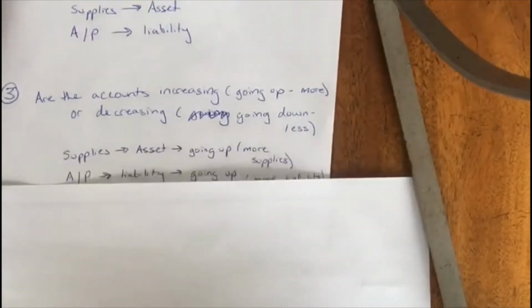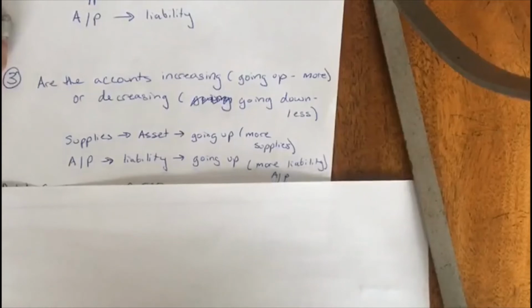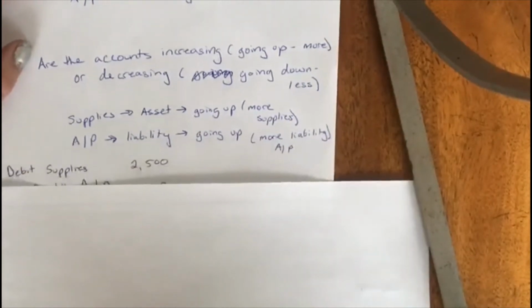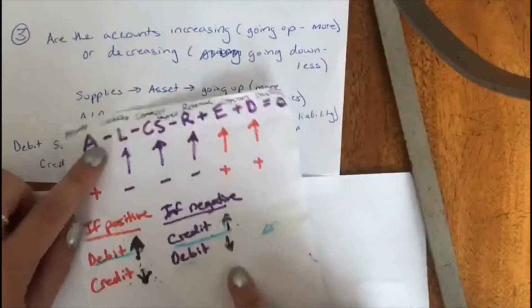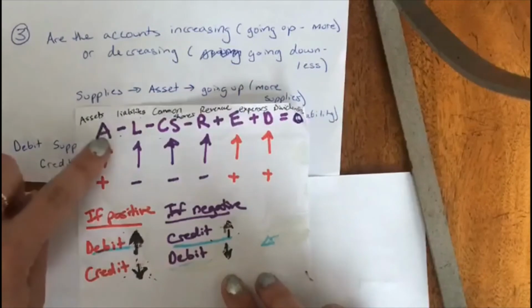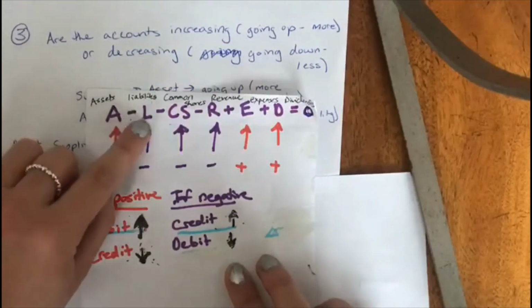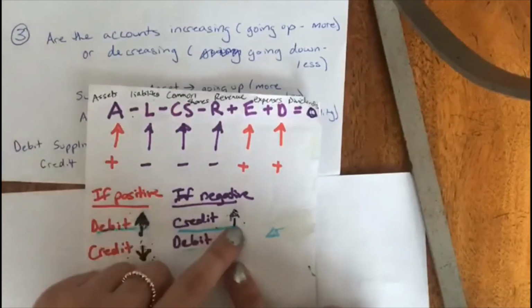Then, are the accounts increasing, going up more, or decreasing, going down less? So supplies is an asset, we're going up, we're getting more supplies. And accounts payable is a liability. It's going up because we're becoming more liable. Okay? So, using that chart, supplies is an asset, it acts positive, so it goes here. It's increasing, we debit. Liabilities, accounts payable is a liability. It's negative, it's going up, we credit it.